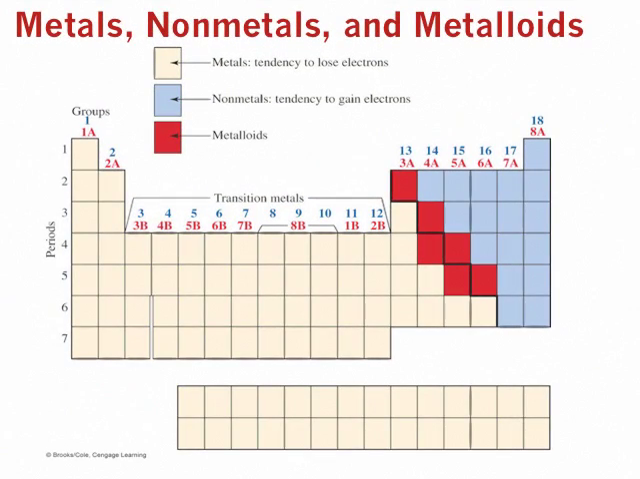From the table, we can also divide the elements between metals and nonmetals. The metals are on the left, nonmetals are on the right. The elements colored in red on this table represent metalloids.